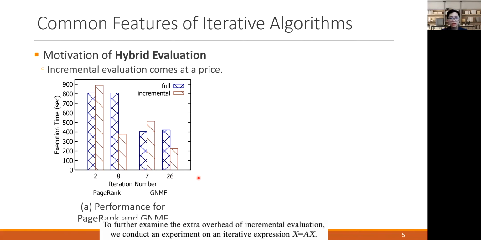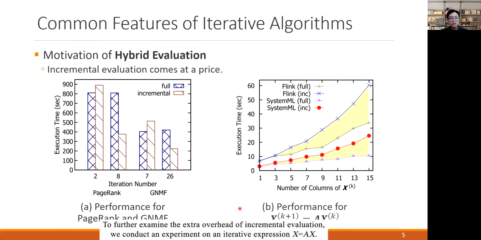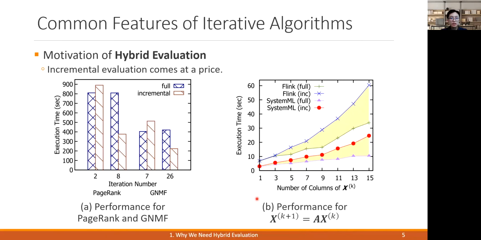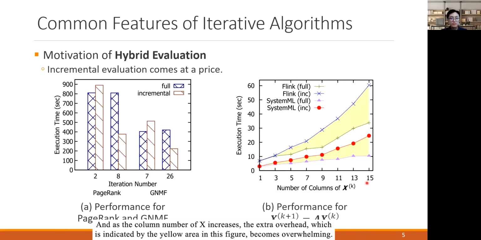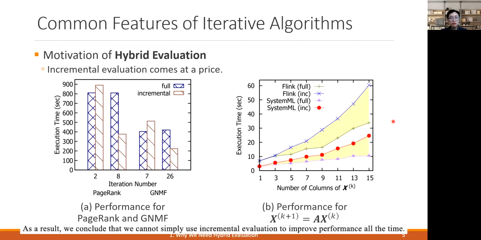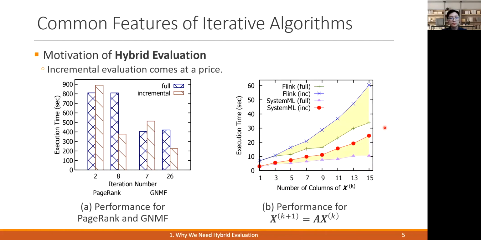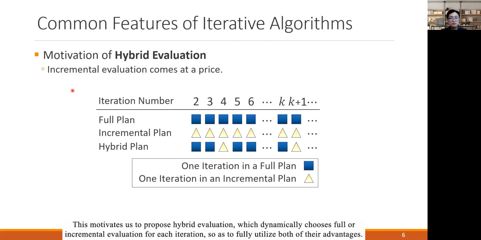To further examine the extra overhead of incremental evaluation, we conduct an experiment on an iterative expression x equals ax. And as the column number of x increases, the extra overhead, which is indicated by the yellow area in this figure, becomes overwhelming. As a result, we conclude that we cannot simply use incremental evaluation to improve performance all the time. This motivates us to propose hybrid evaluation, which dynamically chooses full or incremental evaluation for each iteration, so as to fully utilize both of their advantages.